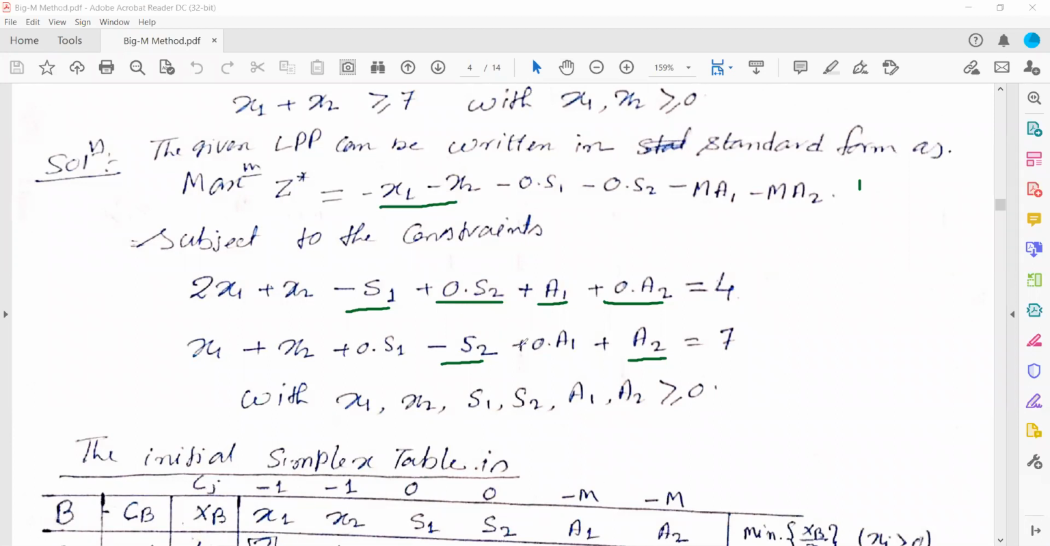Then the other four variables. What variables have you introduced? Two surplus variables and two artificial variables. So in total four variables you have introduced in the constraints. So what will we do here? Those four variables should also be introduced in the objective function. The surplus or slack variable, if you have it, is introduced in the objective function with its coefficient as 0.